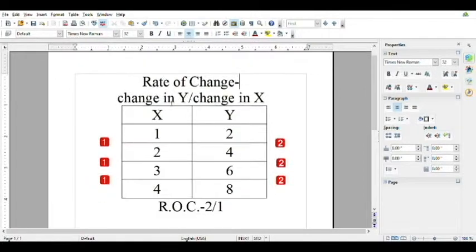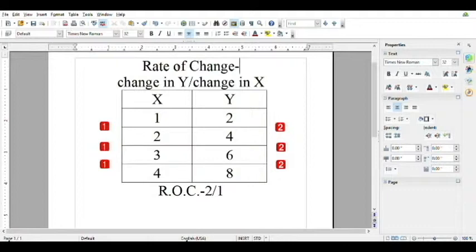It starts with rate of change, and this is basically the equation that you use to find the rate of change. It's the change in y over the change in x. And then from 2 to 4 is plus 2, so you would put that over this on the top.